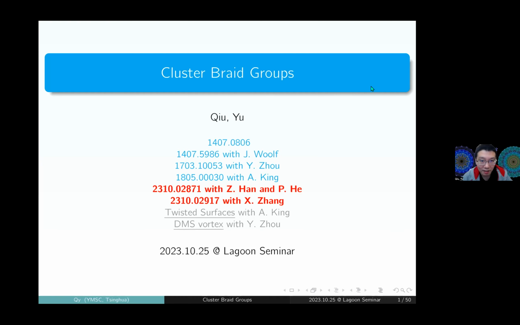And yeah, I will talk about cluster braid groups, which I have been working on for almost 10 years. These 4 papers in blue are the published ones. And recently I have some joint work with Hanzhe, Heping, and Xiaoting, which is very related. We are also writing 2 more papers, hopefully within a couple of months.